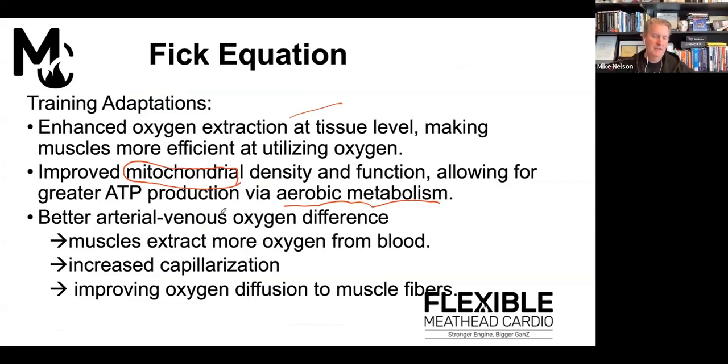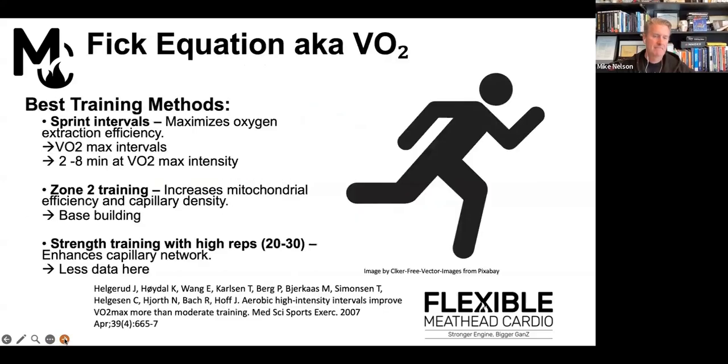So better AV difference is muscles extracting more oxygen from the blood, and this might be from increased capillarization. We just have much better micro blood flow to all the fibers, and improved oxygen diffusion to the muscle fibers. So if we can diffuse oxygen into the fiber better, obviously that's going to help with oxygenation.